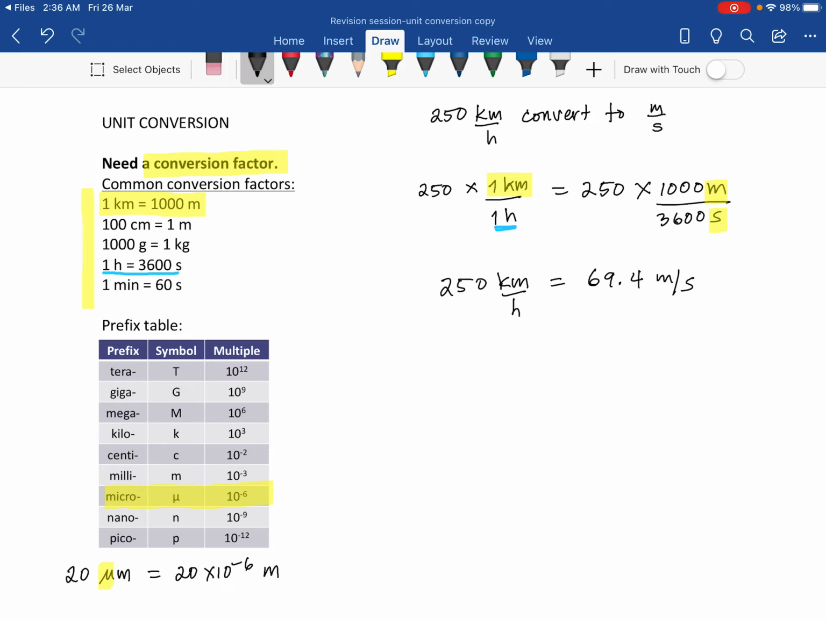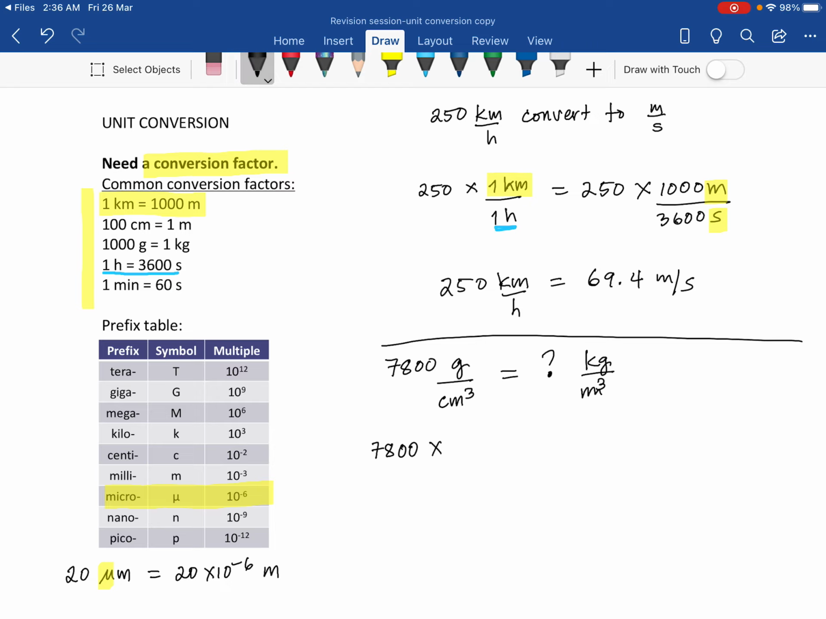Now let's look at a more complicated example where you have 7,800 grams per cubic centimeter, and we want to convert that to kilograms per cubic meter. So how many kilograms per cubic meter is 7,800 grams per cubic centimeter? Okay, so we do the same process. We write down the number separated from its units.